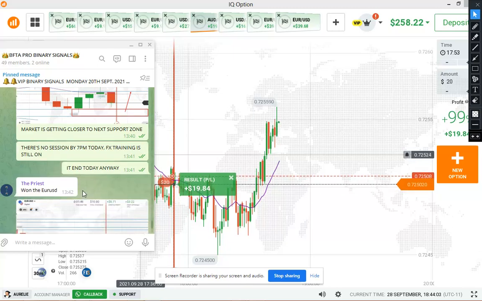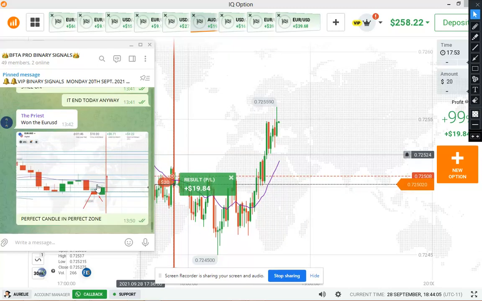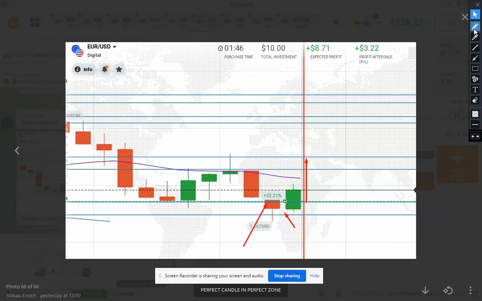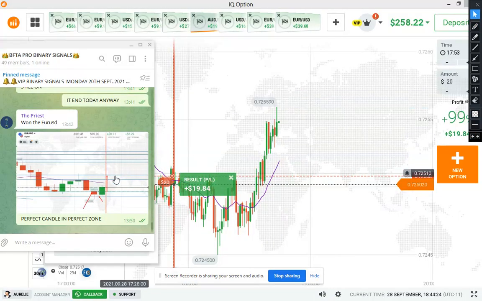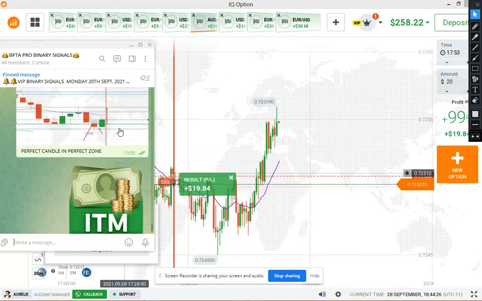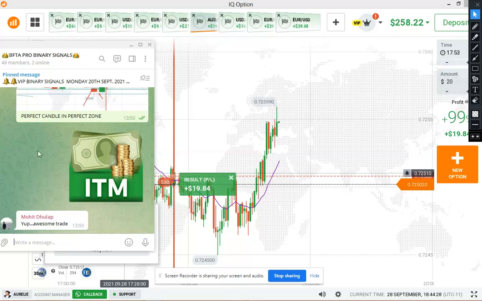So here, look at the time the price reached the zone. Immediately the price reached the zone, we took a call option. The price reached the zone and the perfect candle closed inside the zone, so we took a call option and we won the trade. So that was a winning trade.